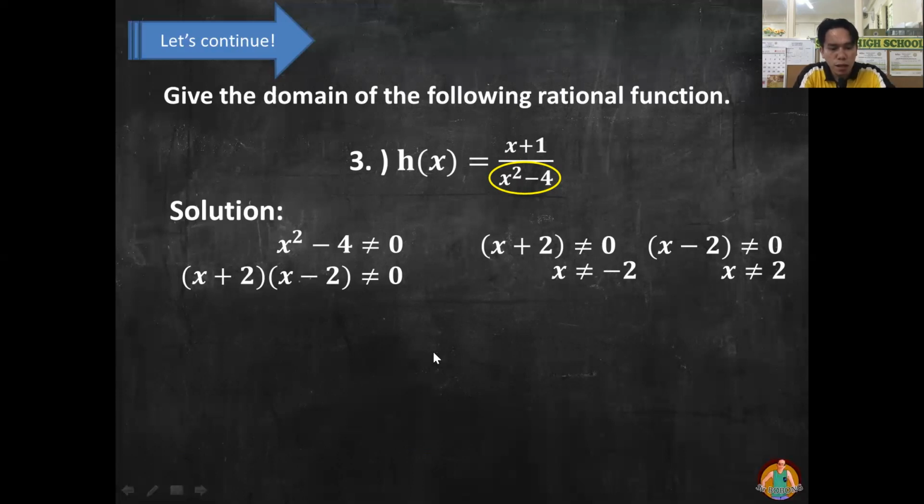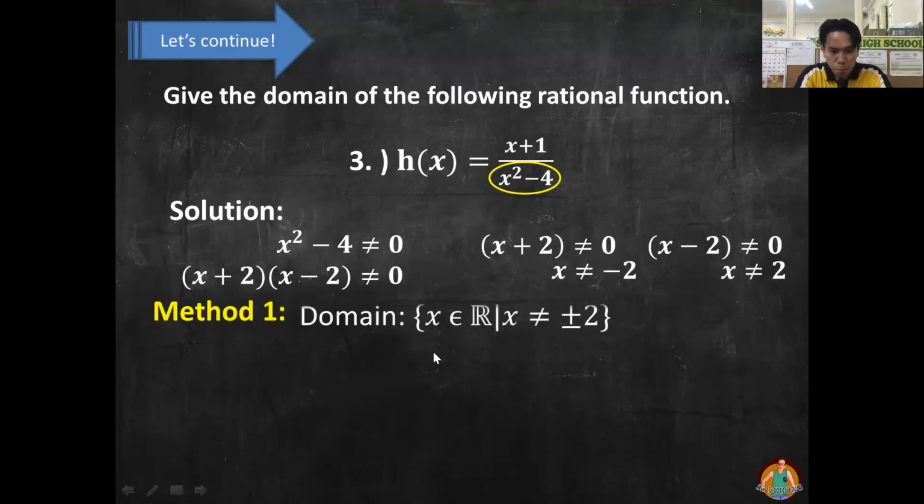So, paano tayo gagawa ng final answer? We can have our method 1. Okay, so our domain, no? Our domain is what? The set of all x is an element of real numbers such that our x is not equal to positive and negative 2. Okay, so mas madali siyang gawin.